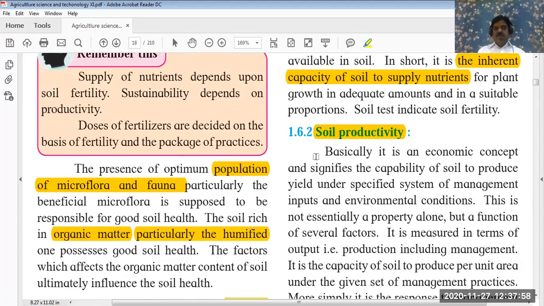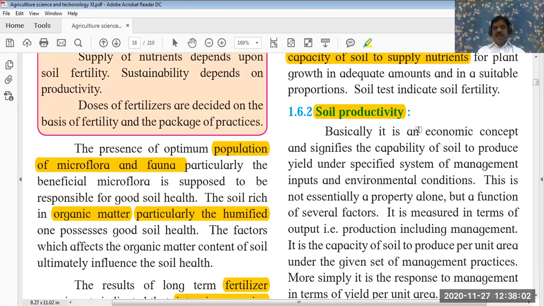Second thing to remember is soil productivity. Soil productivity is an economic concept. We say many times: what is production in the crop, production in the field, production in a factory. So what is soil productivity? This signifies the capability of soil to produce yield under specified management practices. Means what quantity of yield is produced, that decides productivity.